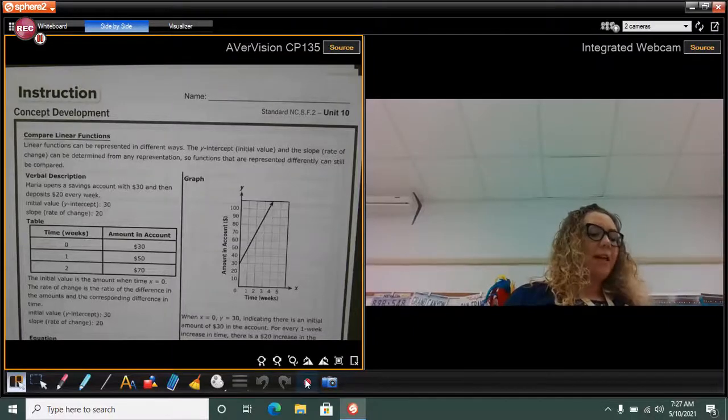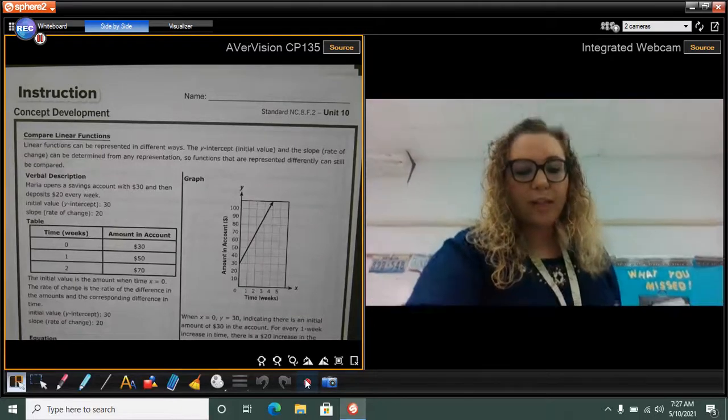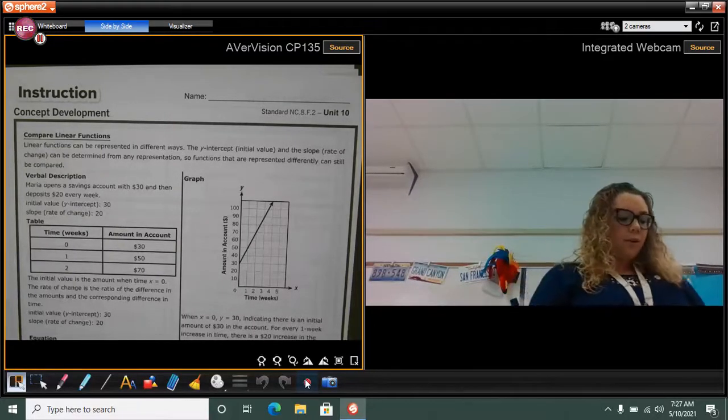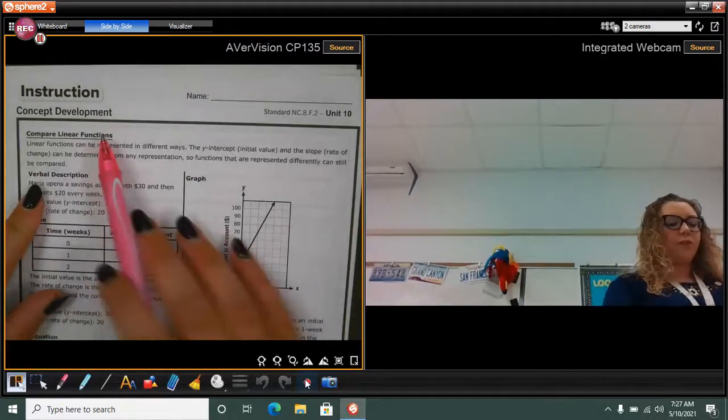Guys, good morning. Today we're going to continue talking about functions, and they are really important for you to know. So on the EOG, you'll be fine. We're on page 94 in your books. Today we're going to talk about comparing linear functions.